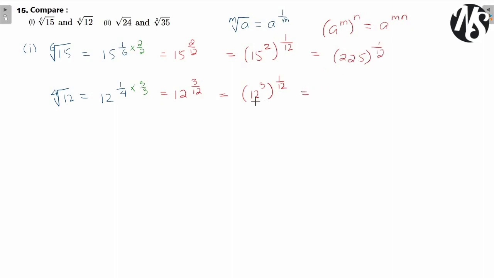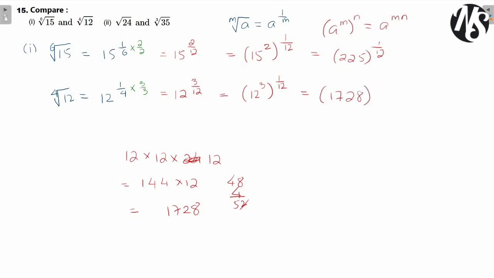Now we have 12 cube, right? So 12 cube is 12 into 12 into 12. So 12 into 12 is 144. We have 12. So 12 fours are 48, carried over 4. Again 12 fours are 48, so we have 52. So let me write 2 here, and we have carried over 5. 12 ones are 12 plus 5 is 17. So 12 cube is 1728. So this becomes 1728 whole to the power 1 by 12.